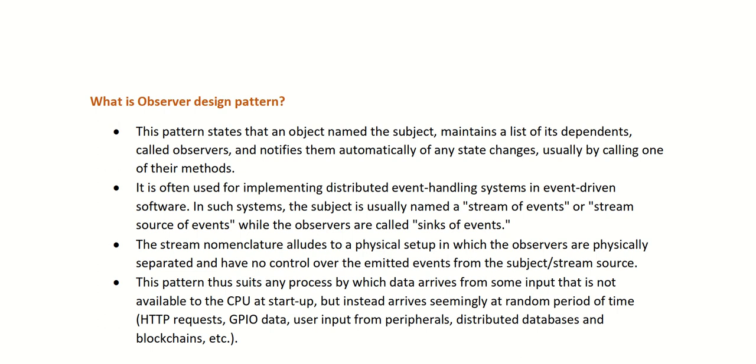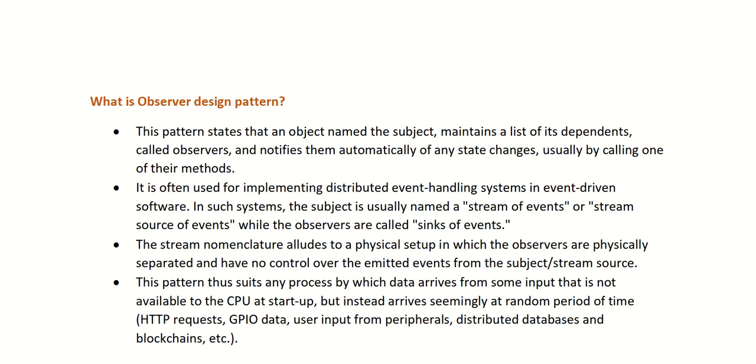In such systems, the subject, or the observable, is usually named a stream of events or stream source of events, because the subject is the one who basically produces the events, while the observers are called sink of events. Why are they called sink of events? Whatever events come from your source, they will subscribe to or hold those events. They get those events from the subjects.